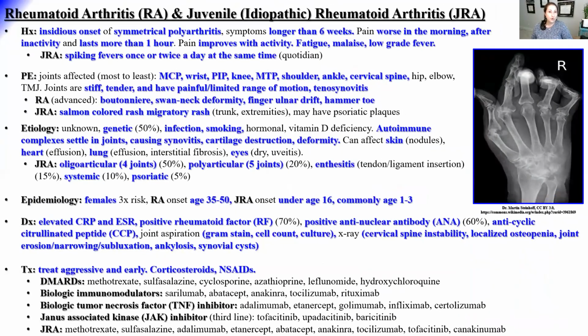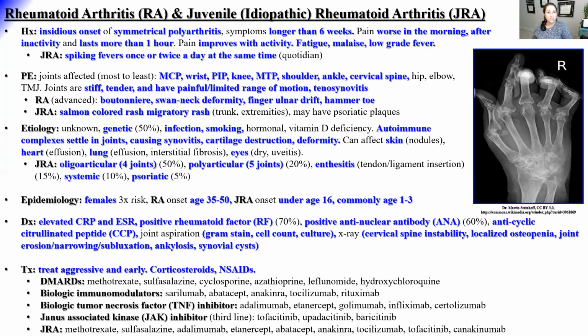Next, we have rheumatoid arthritis and juvenile rheumatoid arthritis. Both of these have an insidious or gradual onset of symmetrical polyarthritis, and the symptoms by definition have to last longer than 6 weeks. Some of the key characteristics of the history that can help us separate this from osteoarthritis are pain that's worse in the morning, worse after inactivity. The pain usually lasts longer than an hour, typically until lunchtime, and the pain improves with activity.